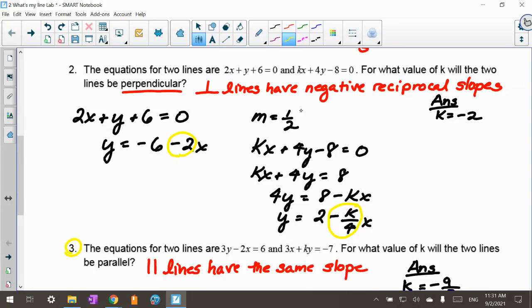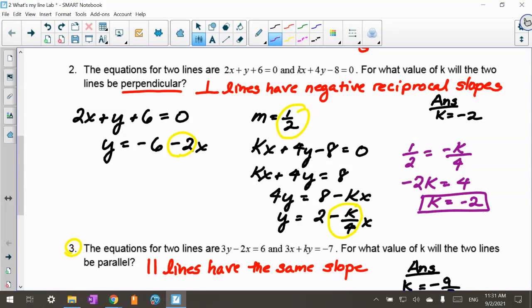Okay, but guess what I know it has to equal? It has to equal 1/2. So let's put it equal to each other. Over here, I'll use a different color. So I have 1/2 equals negative k over 4, and I don't care where the negative goes. The negative could have gone on the k or the 4, as long as it's in there. And let's cross multiply. So I have negative 2k equals 4. k has to be negative 2. So basically, if I plug a negative 2 in here, this is going to make the slope a positive 1/2, and it does.